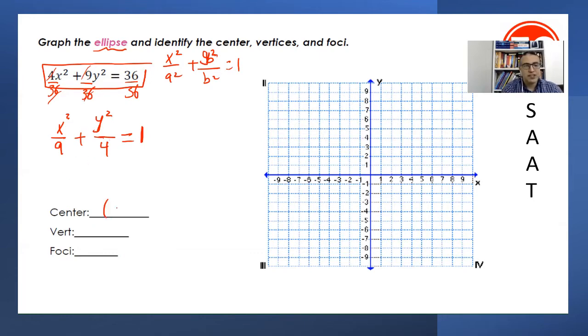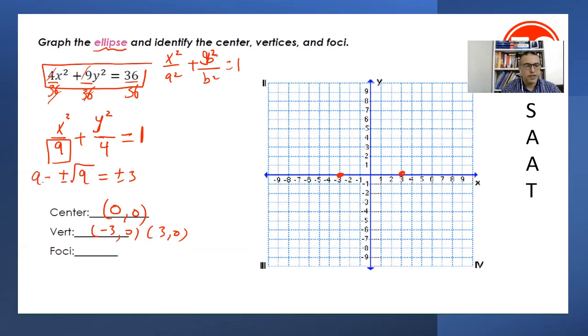Okay, its center is 0 and 0. Why? Because it's x squared and y squared. For its vertices, I care about the greatest number below. It's below the x this time. In the last example, it was below the y. So positive and negative root of 9, which is equal to positive and negative 3. So the points negative 3 and 3 are vertices. So it's negative 3 and 0 and 3 and 0.